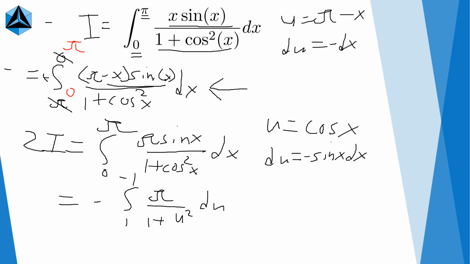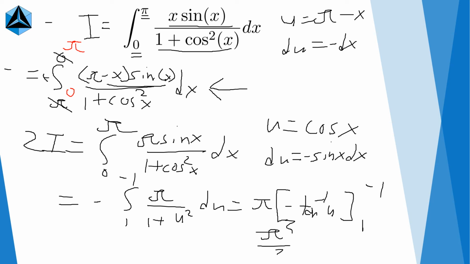Anyway, so we have the integral from 1 to negative 1 of pi over 1 plus u squared. This is equal to pi times negative inverse tangent of u, evaluated from 1 to negative 1. And so this is actually equal to pi squared over 2, I think, if I didn't make any algebraic errors.